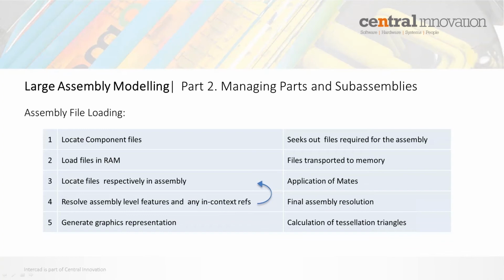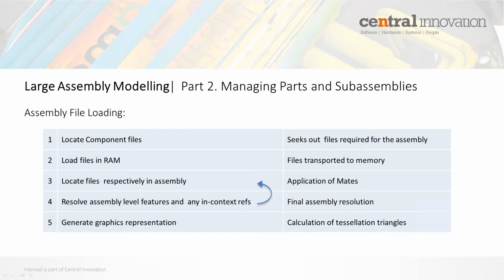The third step in the process is to locate the files respectively in the assembly, and that's the application of the mates. And as I mentioned, step 4, resolve the assembly level features and any in-context references. It's the final step in the assembly resolution. There's an arrow there, and that indicates that if those features are re-referenced, then they need to be re-evaluated. And so it's something to keep in mind, particularly with large assemblies, because that can really blow out the rebuild process times.